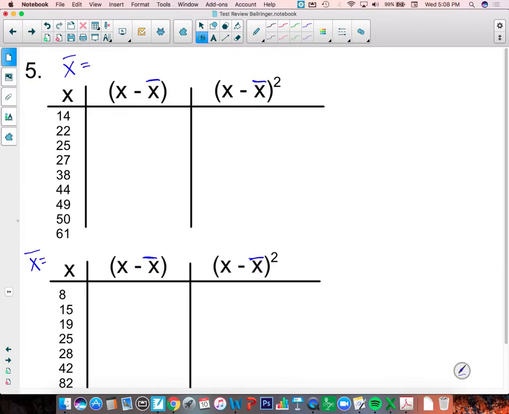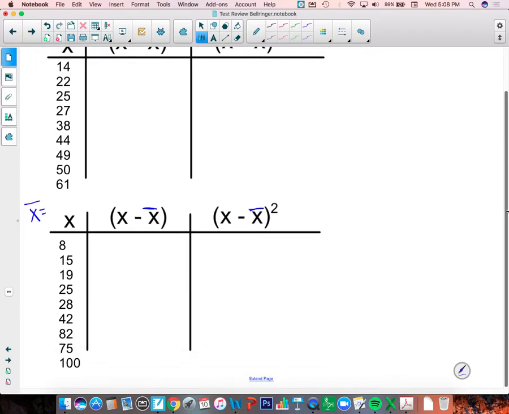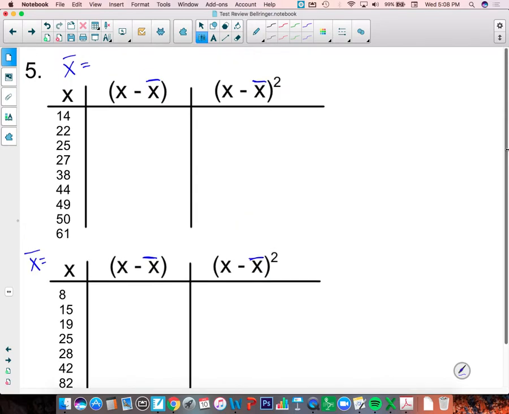We have 3, 6, 9 numbers. Do we have 9 numbers below? 3, 6, 9 numbers there too. Okay, so it looks like we're working with 9 numbers. So I get 330 when I add them all together. I divide by 9 and I get 36.67 for my average. Okay?